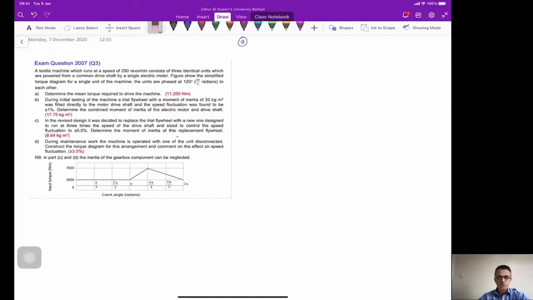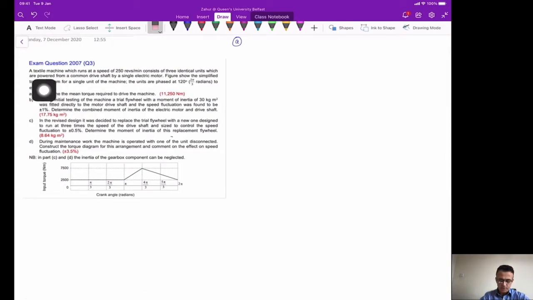Hello everyone. Today we will solve this second numerical example, which, as you can see, is taken from the exam paper of 2007. In this case, you are given a textile machine which runs at a speed of 250 revolutions per minute. So the given data is omega, the mean angular velocity, which is 250 rpm, revolutions per minute.